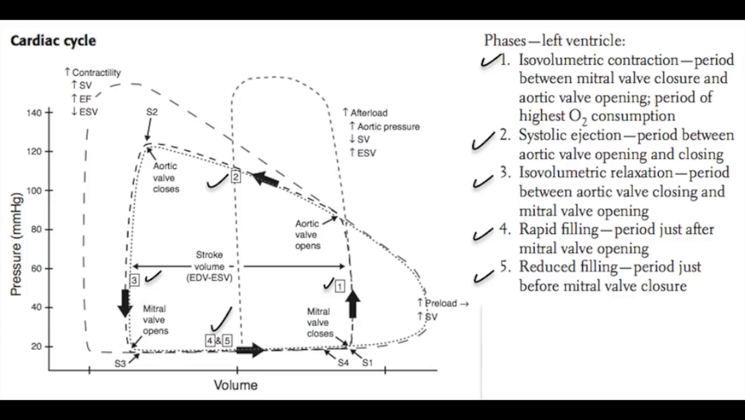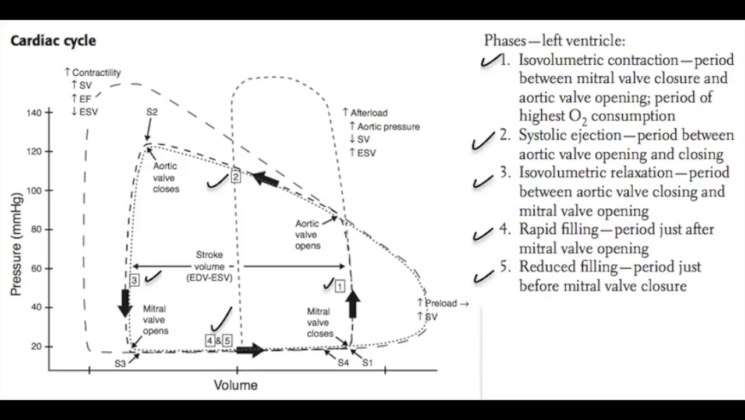Next, we'll discuss the cardiac cycle. The cardiac cycle can be shown as a pressure-volume loop. You can see that pressure here is in the y-axis and volume is in the x-axis. By moving from left to right, you increase volume, and from moving down to up, you increase pressure. There are different phases of the left ventricular cardiac cycle.